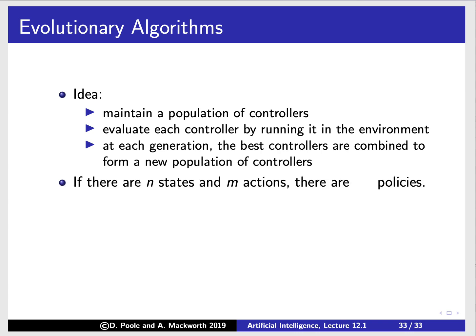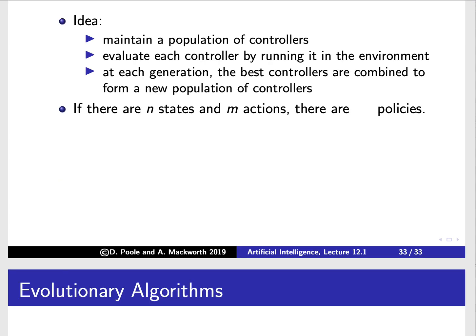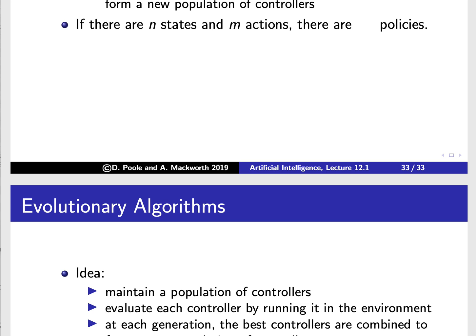We can do an analysis of the complexity of that. If there are n states and m actions, how many policies are there? You've got to remember whether it's n to the m or m to the n. For each state, you've got to choose an action. So there are m possible actions for each of the n states. So there are m to the n policies.